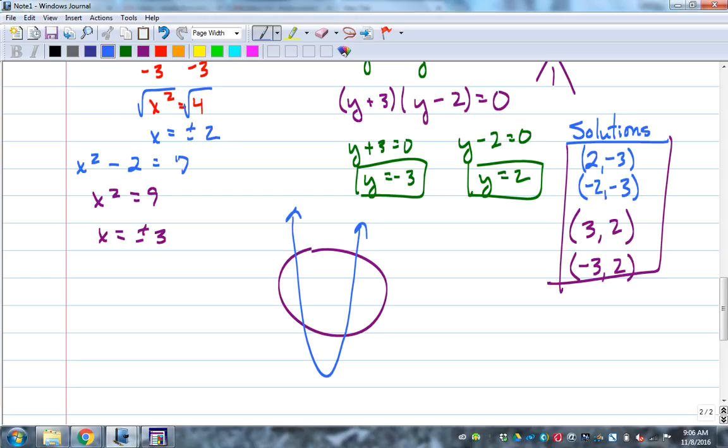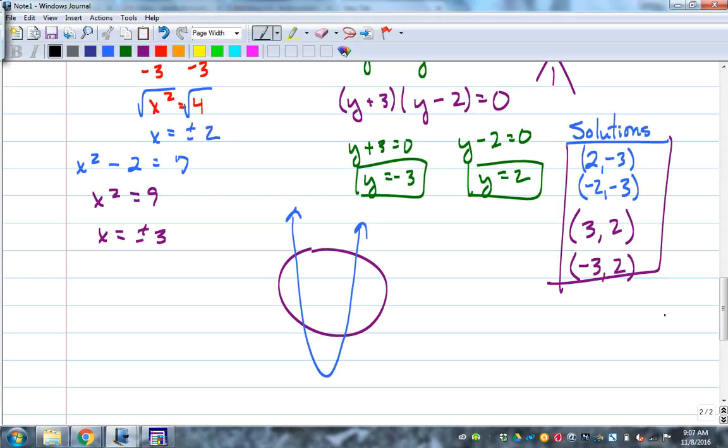Because that's the y value. +3. I'm sorry, I'm looking at the wrong problem. And then -3 too. And then the negative, this is the y value of -3, so that was where the plus and minus 2 was. Yeah, I was looking at the wrong problem. I got confused. No big deal. All right.